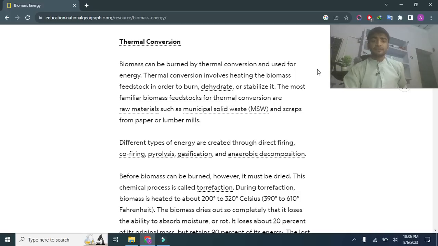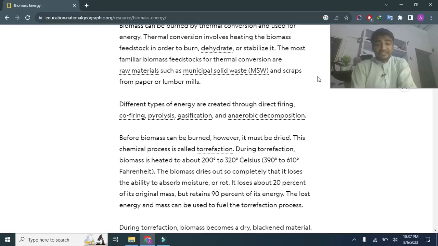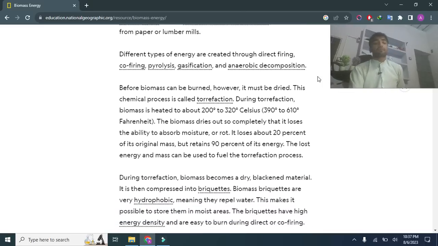During its formation, the biomass is heated up to about 390 Celsius. The biomass dries out completely and loses its ability to absorb moisture. It loses about 20% of the energy of its organic mass, but retains 90% of its energy. The energy is lost as mass. This is used to fuel the process.